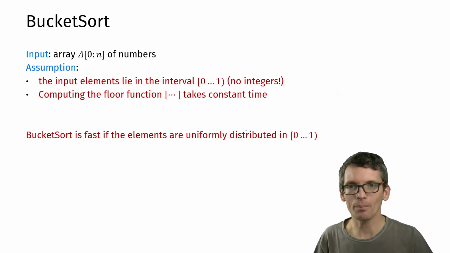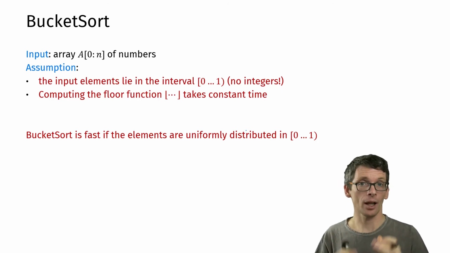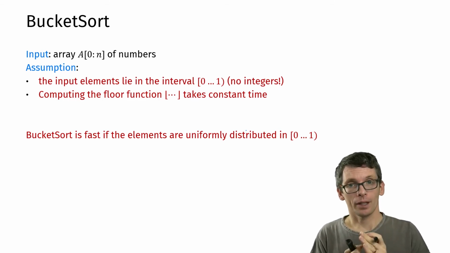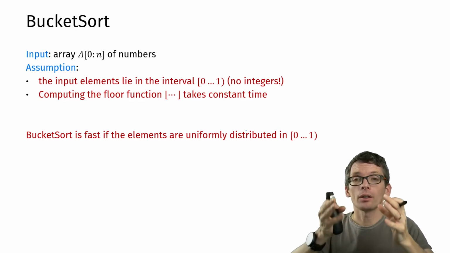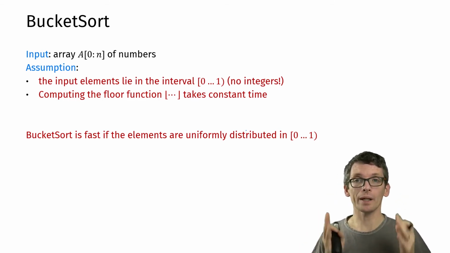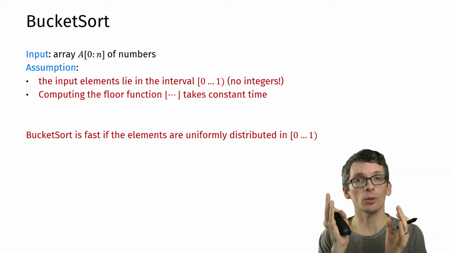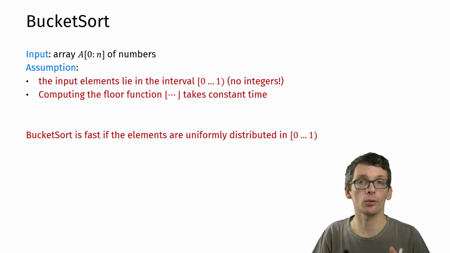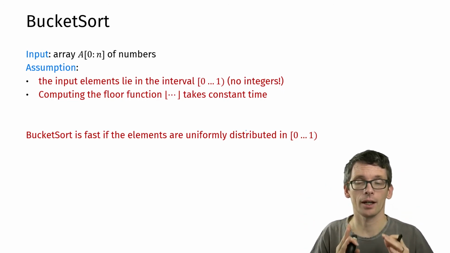I want to show you one more sorting algorithm, and that is bucket sort. Bucket sort is quite different in terms of the assumptions that we're making. That starts with the fact that we're not sorting integers, but we're sorting real numbers in the range between 0 and 1. So these are numbers of the form 0.23 or 0.75 and so on.